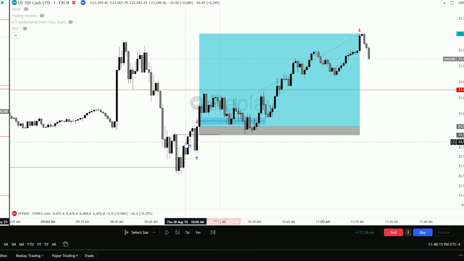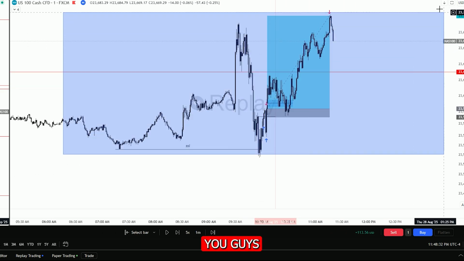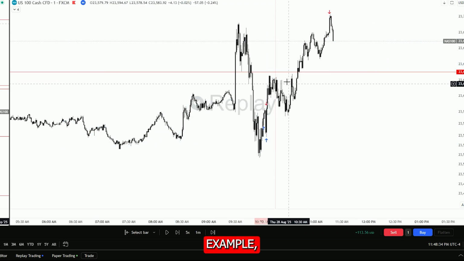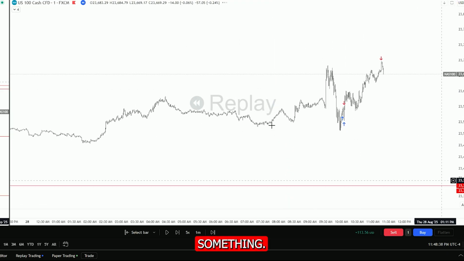All right, guys, this is it. That's how we use each and every concept in simple trading, and it is as simple as you can think. Now let's move to another example so that you guys can understand, and that will be the last example because I'm getting late for something.